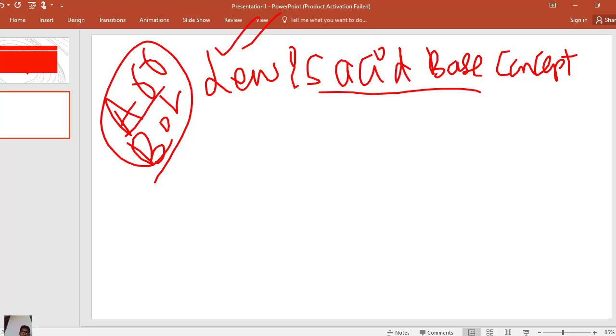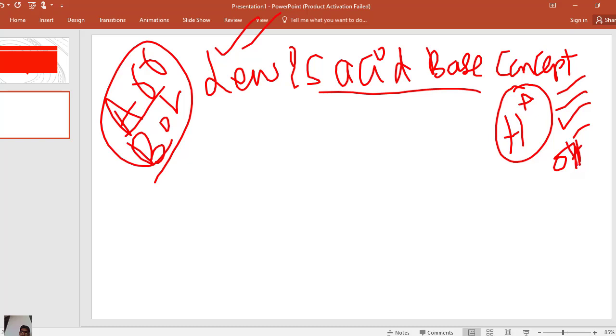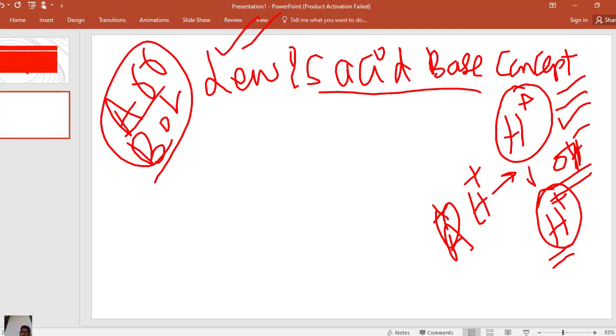The Arrhenius and Bronsted-Lowry acid-base concepts were about the proton donor or hydrogen ion in aqueous and non-aqueous solution respectively. The Arrhenius concept was that acid gives us hydrogen ion in aqueous solution and base gives us hydroxyl ion in aqueous solution. The Bronsted-Lowry concept was that acid is a proton donor, this is a proton or hydrogen ion, while base is a proton acceptor.